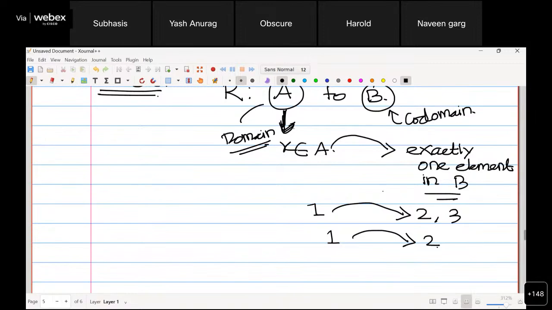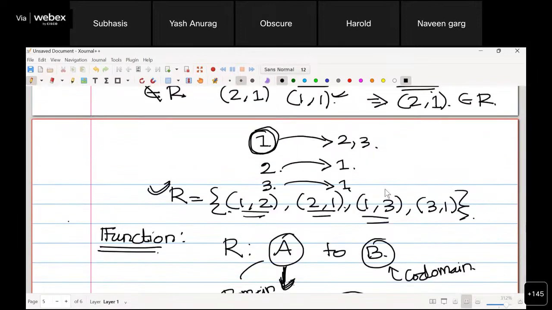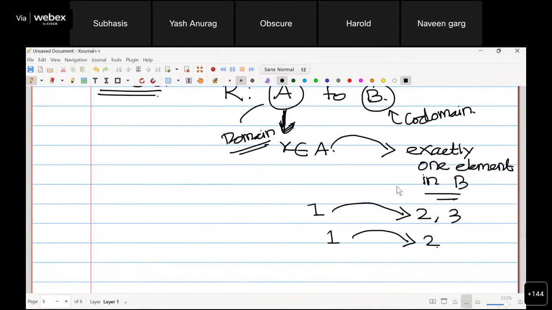In a relation, a single element can go to two different elements. As you can see here, 1 is going to 2, as well as 1 is going to 3, but you can't do this for a function. For each element in the domain, you have exactly one element in the codomain. You can't have multiple elements in the codomain that are related to 1. You should have exactly one element in your codomain that is related to an element in your domain.